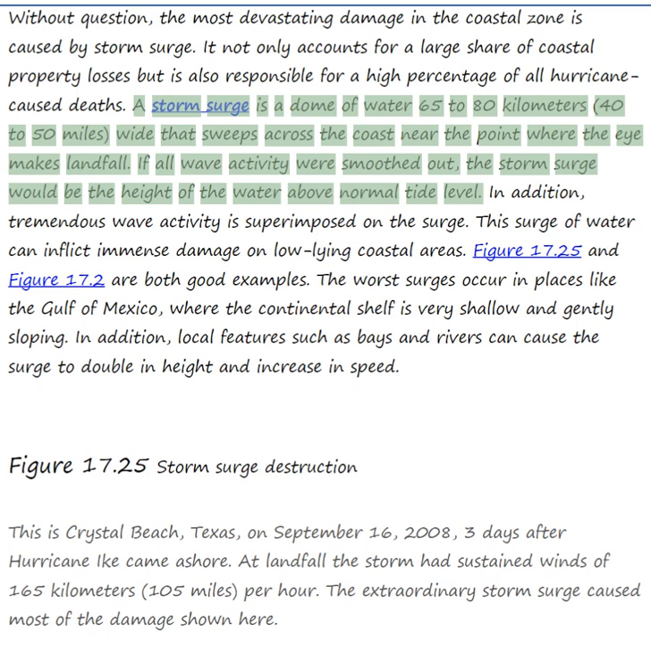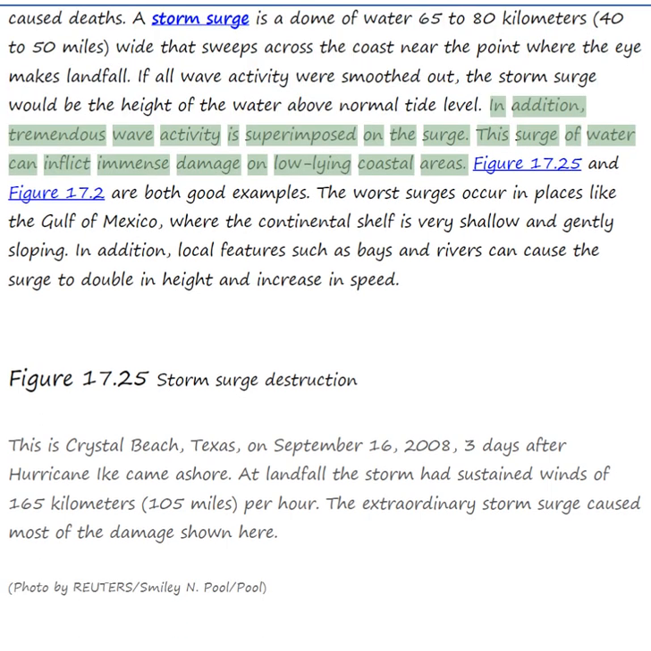A storm surge is a dome of water 65 to 80 kilometers wide that sweeps across the coast near the point where the eye makes landfall. If all wave activity were smoothed out, the storm surge would be the height of the water above normal tide level. In addition, tremendous wave activity is superimposed on the surge. This surge of water can inflict immense damage on low-lying coastal areas.